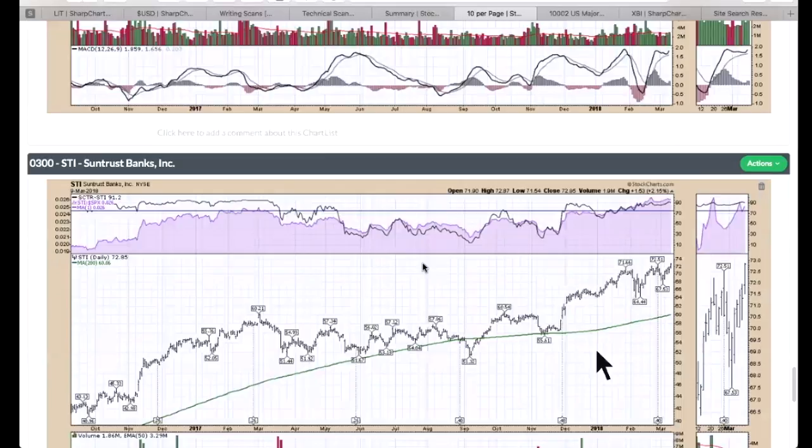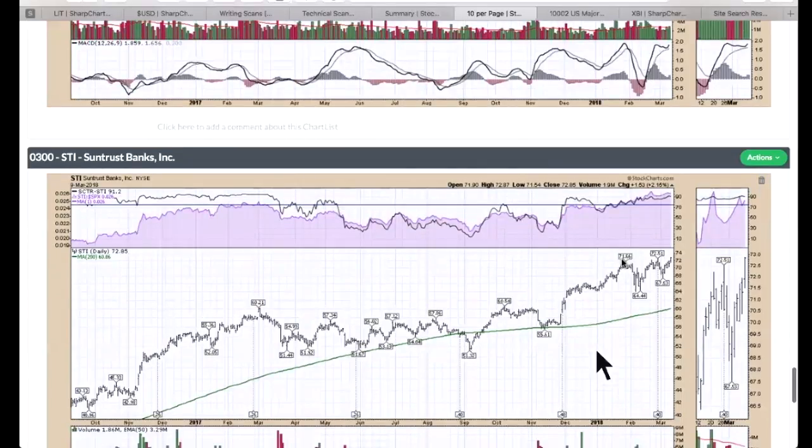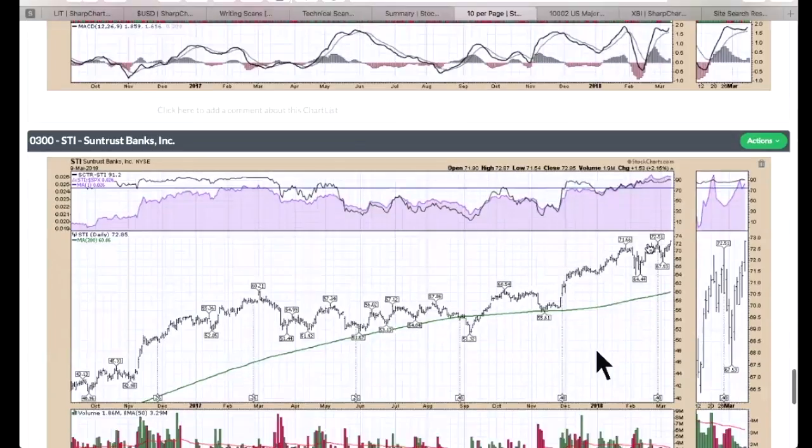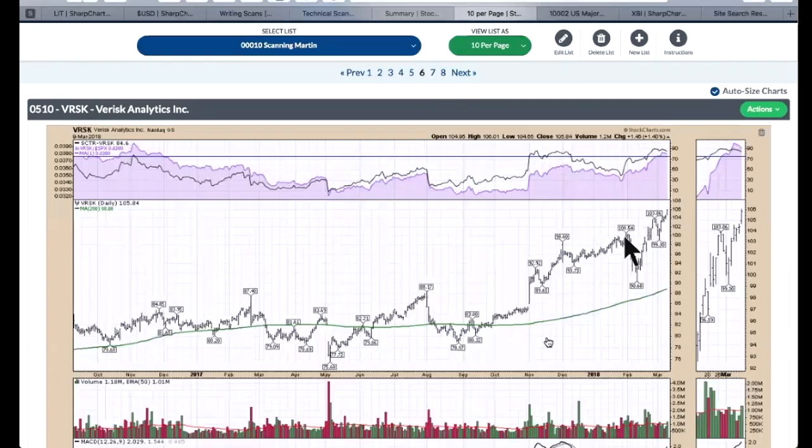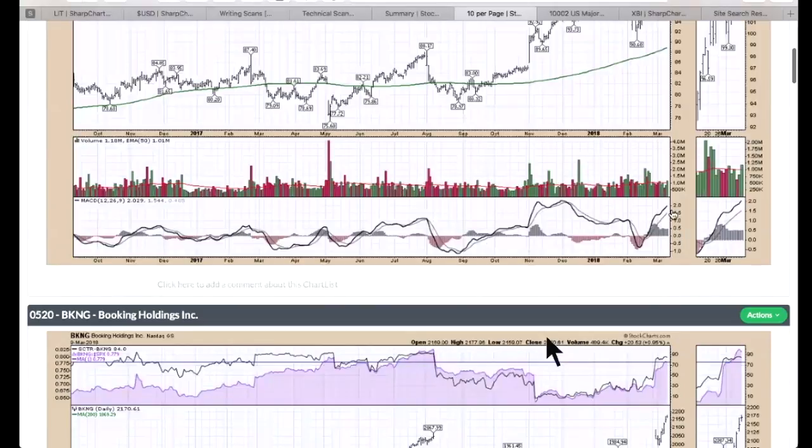Anyway, to do that, just go look a little farther down the list, because we sorted them by scooter, and here we are. This one's got a ranking of 84.6. This one's just starting its breakout. Booking Holdings, Express Scripts had a wild move yesterday, pulled back. Maybe you get a chance to buy it.